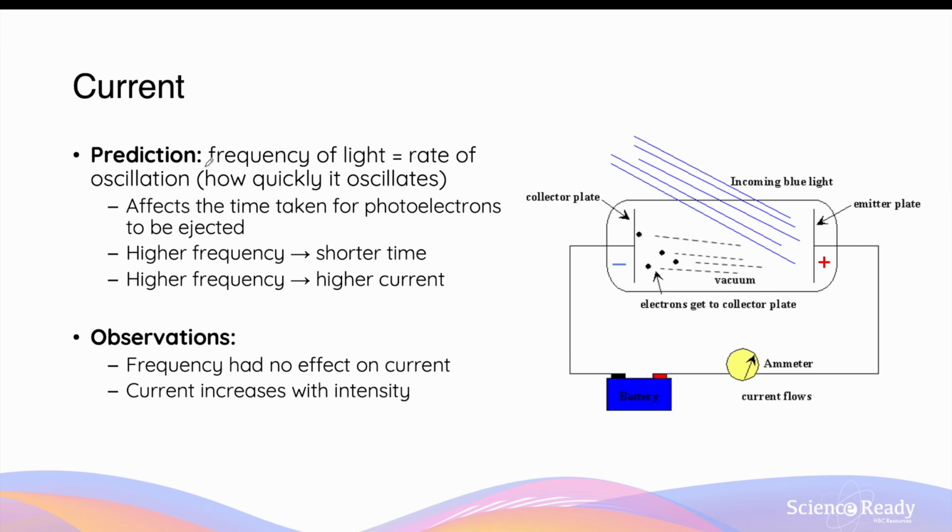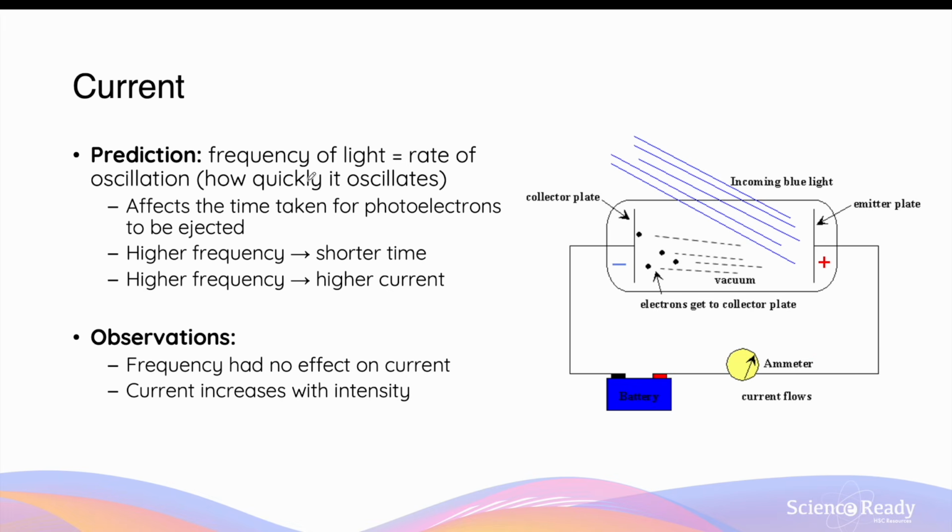The second variable that Lenard investigated was the current that was measured as a result of the photoelectric effect. When the photoelectrons are able to cross the gap in the two metal plates, they will then travel through the circuit through the ammeter or galvanometer, and that will result in a current reading being observed.